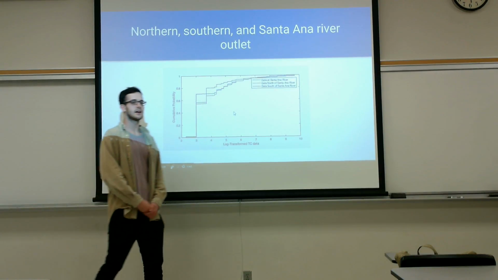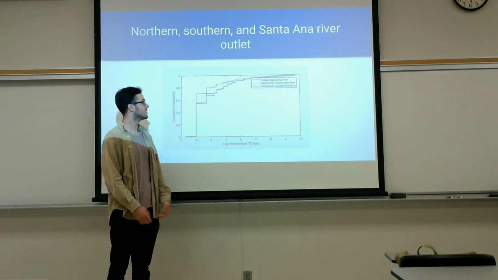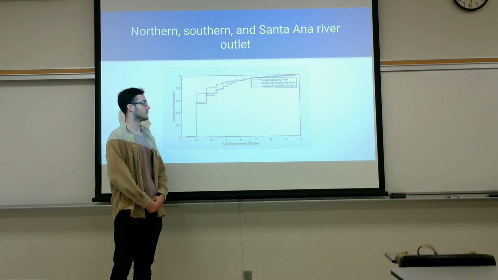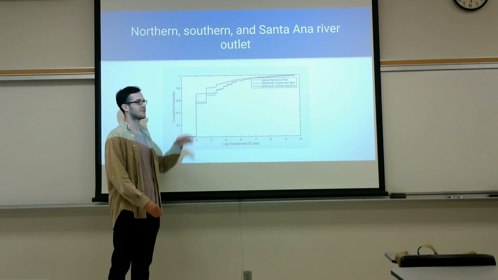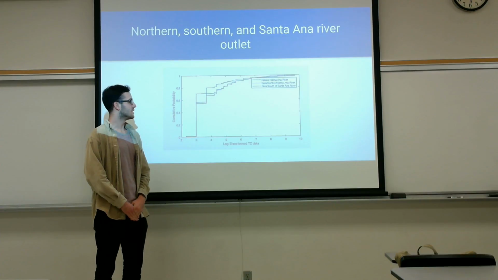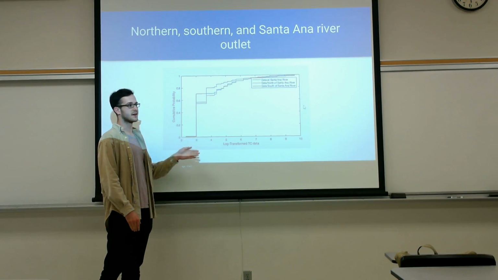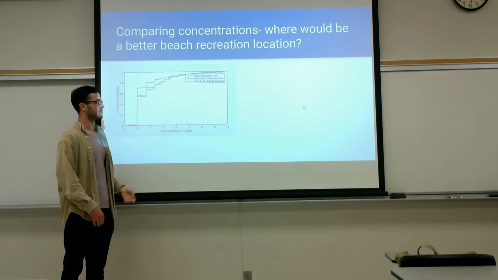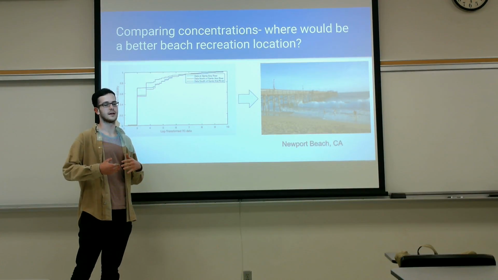So continuing with the log transform data, we took the original CDFs and plotted them against each other, with red being north of the Santa Ana River, blue being at the Santa Ana River. Excuse me, black was at the south part of the river. From this data, we concluded that you have the highest probability of finding low concentrations south of the river, which means you should probably recreate somewhere along the lines of Newport or anywhere else south of the river.